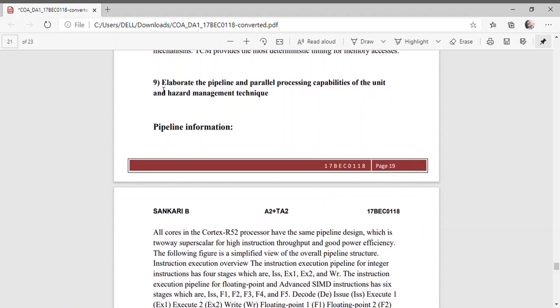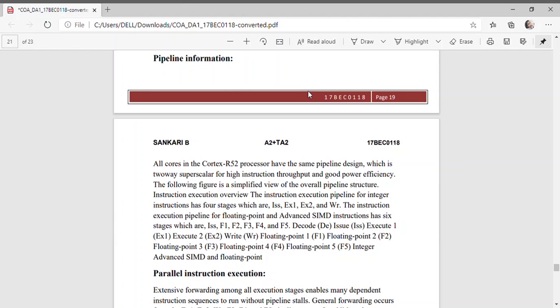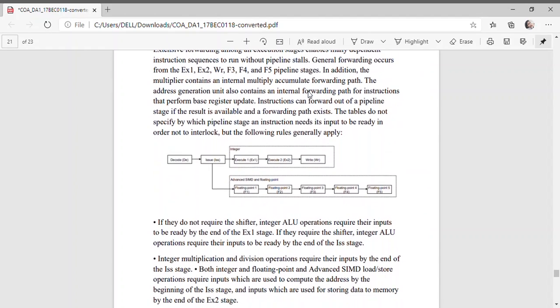So moving on to the next question. Elaborate the pipeline and parallel processing capabilities of the unit and hazard management techniques. So the pipeline design is actually a 2-way superscalar design. It gives very high instruction throughput and efficiency. When you take the instruction execution, if it is an integer instruction, it is a 4-stage pipeline, starting with issue, execute 1, then execute 2, and then write. And if it is a floating point or an advanced SIMD instruction, it has 6 stages, starting from issue, floating point 1, floating point 2, floating point 3, floating point 4, and floating point 5.